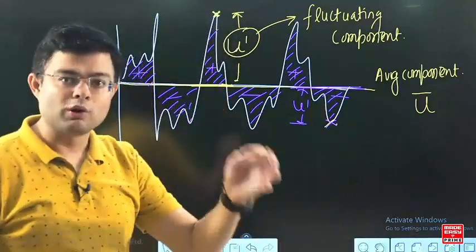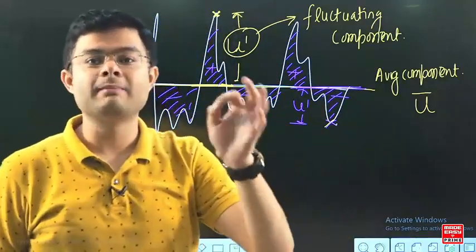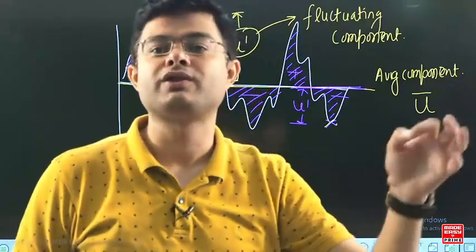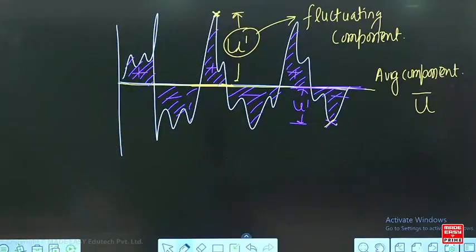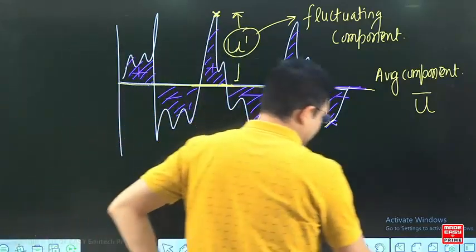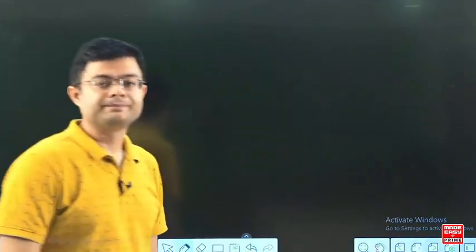So therefore, one more objective question: the time average of fluctuating components of velocity is always 0. The time average of fluctuating components of velocity is always 0. Very good. Now next, very, very important point.